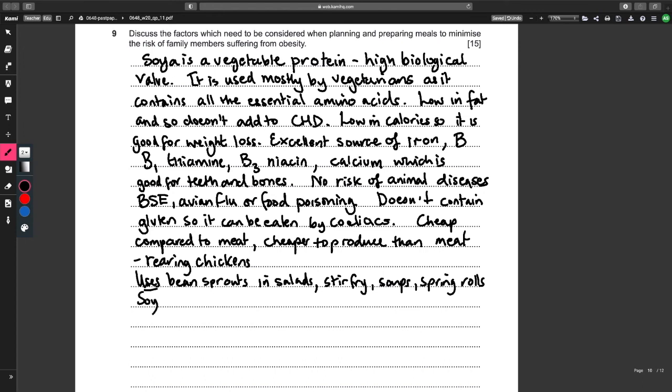Soy milk, another byproduct. Soy milk is good for those of you who are lactose intolerant. So good for those also as a healthy alternative to cow's milk, particularly for babies as well, for baby formula. Another thing, vegans can drink it as well.